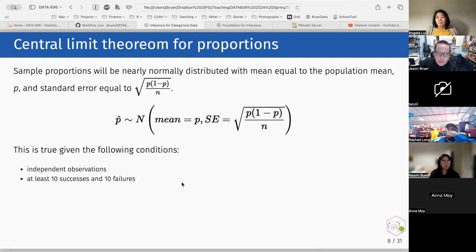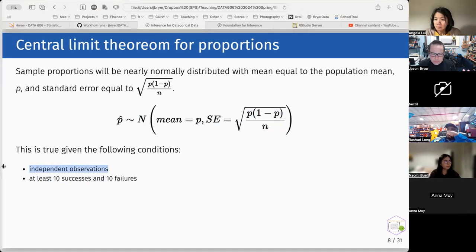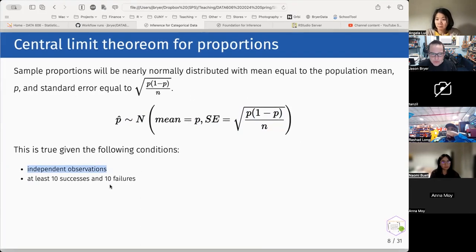Okay. First condition is the same. It's sort of the condition for pretty much all of our sampling procedures that we're going to do, that each observation is independent of each other observation. This was a random sample of 670 random Americans. How one person responded doesn't inform how the other person responded. So we're good to go there.